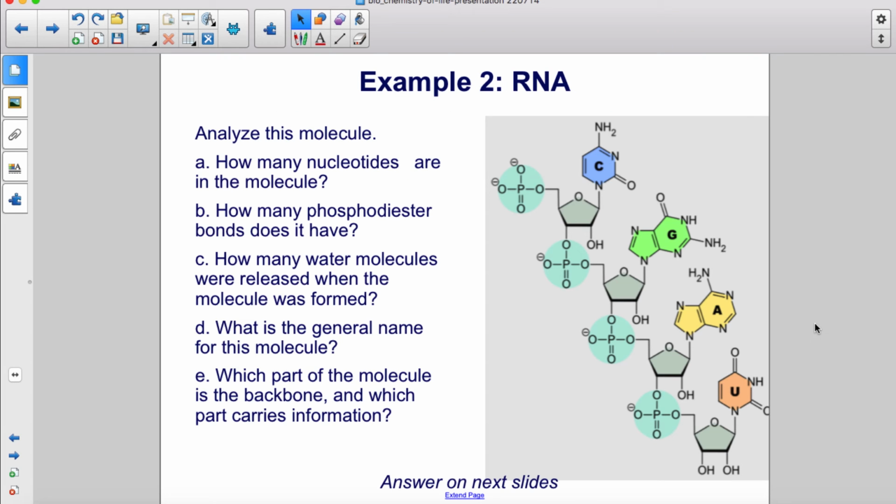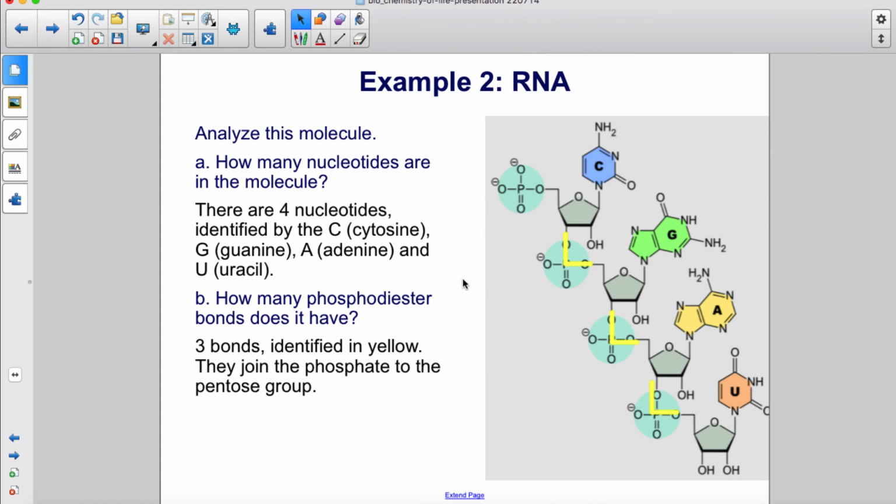Analyze this molecule. How many nucleotides are in the molecule? How many phosphodiester bonds does it have? How many water molecules were released when the molecule was formed? What is the general name for this molecule? Which part of the molecule is the backbone and which part carries information? There are 4 nucleotides identified by the C for cytosine, G for guanine, A for adenine, and U for uracil.